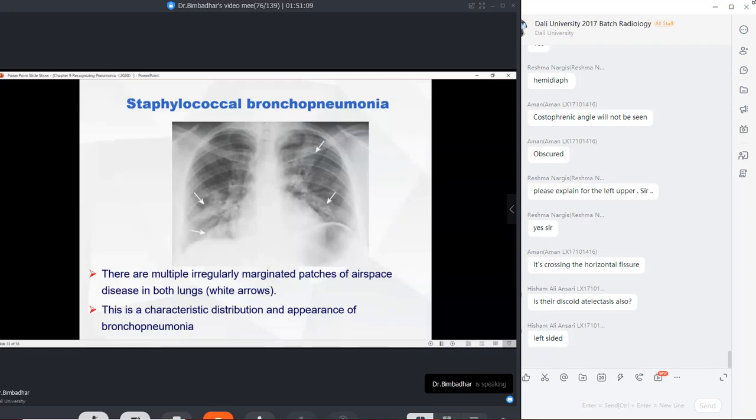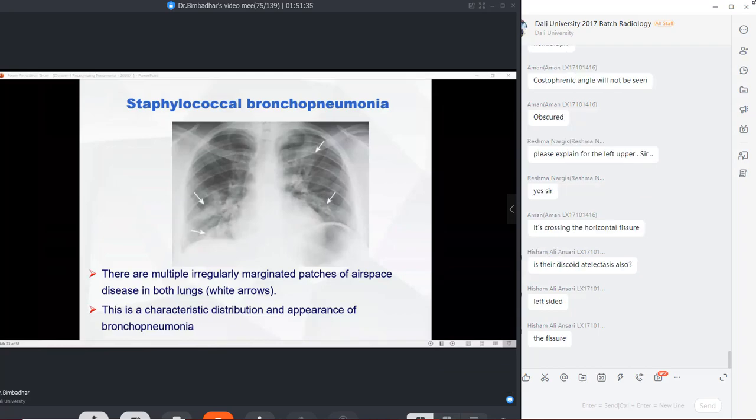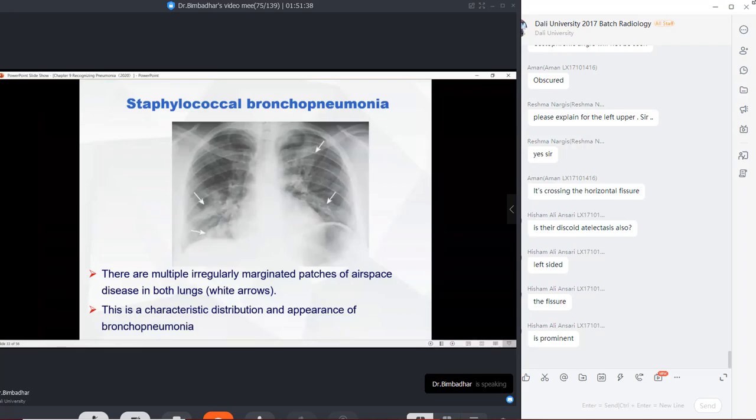Generally, there is no discoid atelectasis described. Which shadow are you talking about, Hisham? Where exactly? Are you talking about these lines? Is that the reason you are saying there is discoid atelectasis? Is that so, Hisham? Where is the fissure here? No, there is no discoid atelectasis in this patient. Not exactly. Where can you see the fissure? Where are the fissures prominent?